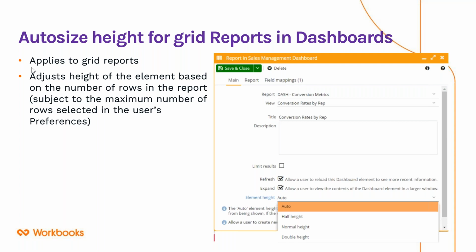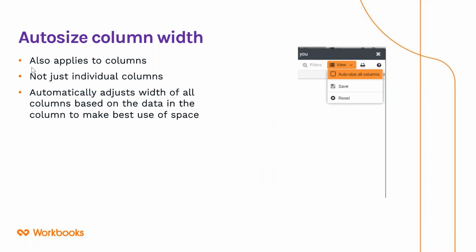So, as I said, the number of rows in the report will be subject to the maximum number of rows selected in your preferences. And similarly, auto-size column width also applies to columns, not just individual columns any longer, but you can auto-size all columns, and it will automatically adjust the width of all columns based on the data in the column to make the best use of space.